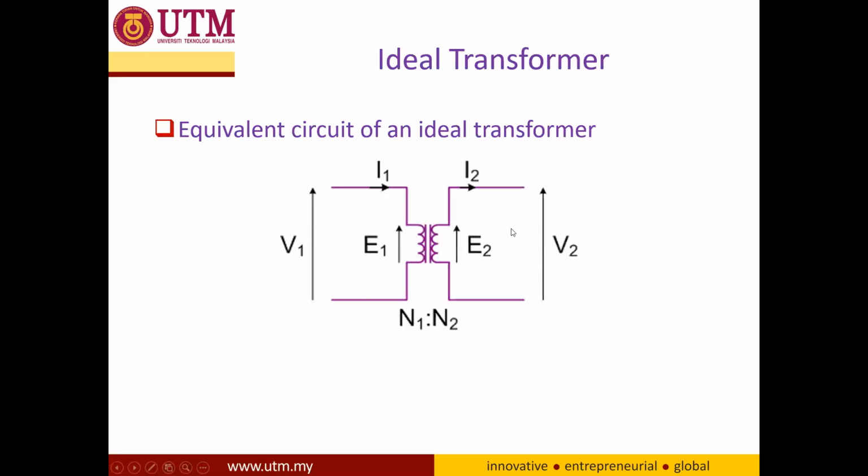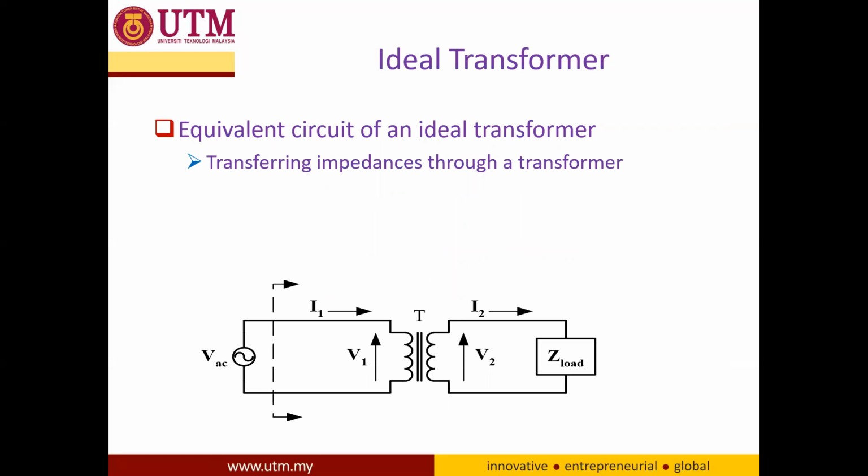So this is the voltage supply and the voltage load, E1, the voltage induced at the primary side, and E2, the voltage induced at the secondary side, I1 and I2, and the turns ratio. You can always use this equation to solve any problem related to this transformer. Since this is an ideal case, we can always assume that V1 is equal to E1 and E2 is equal to V2, because there is no other element here.